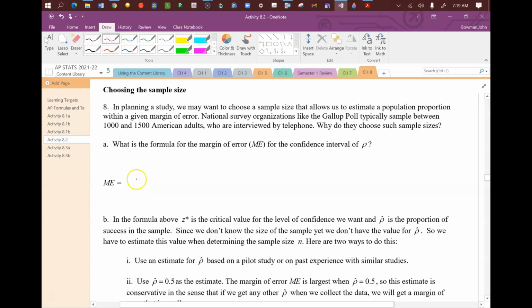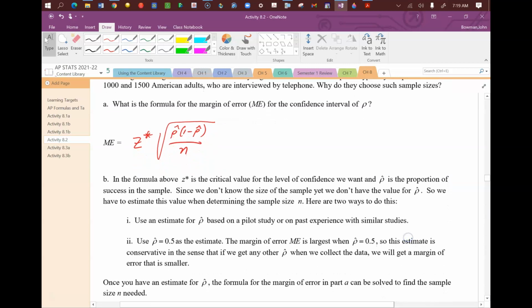So the formula for the margin of error for our confidence intervals is the critical value times the standard error, the square root of p hat times 1 minus p hat all over n. So if you think about that, if you know what you want the margin of error to be, and you know what level of confidence you want, and you have some idea of what the sample proportion is, you can solve for the sample size.